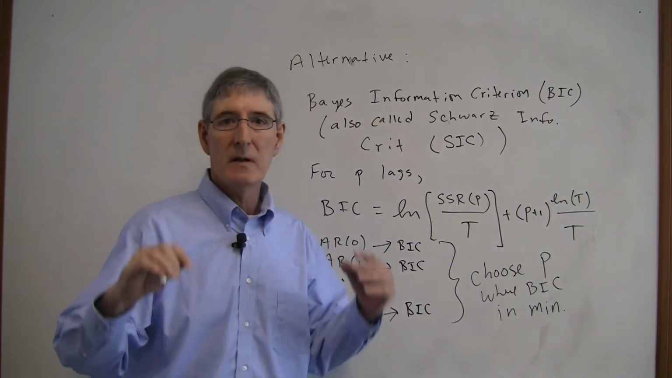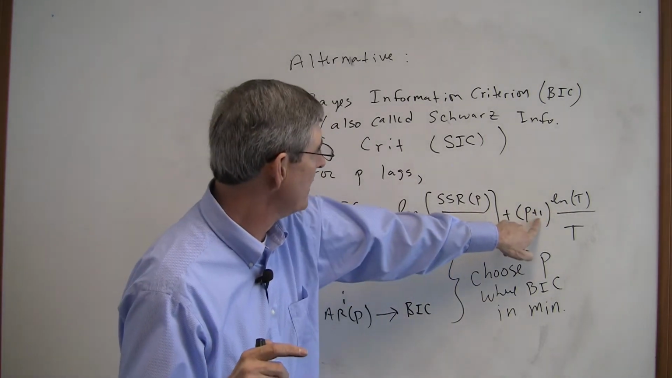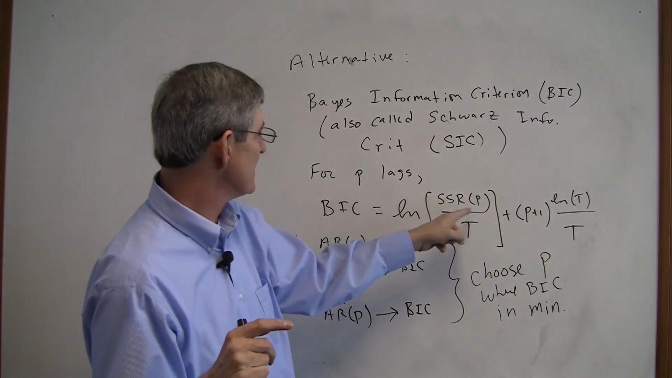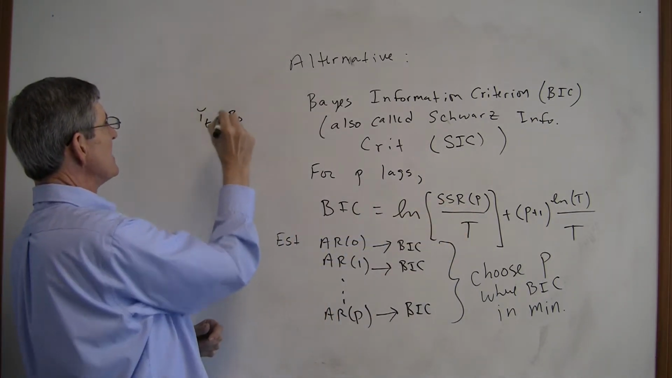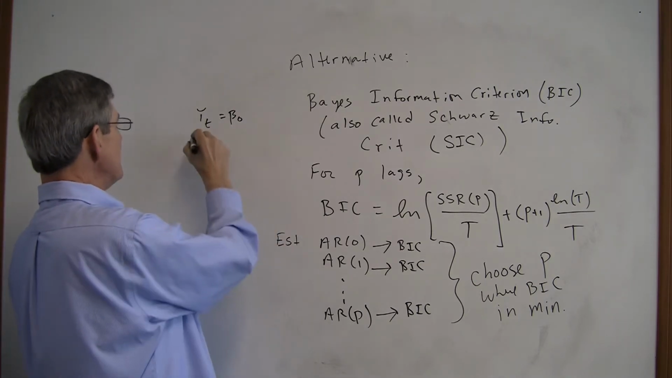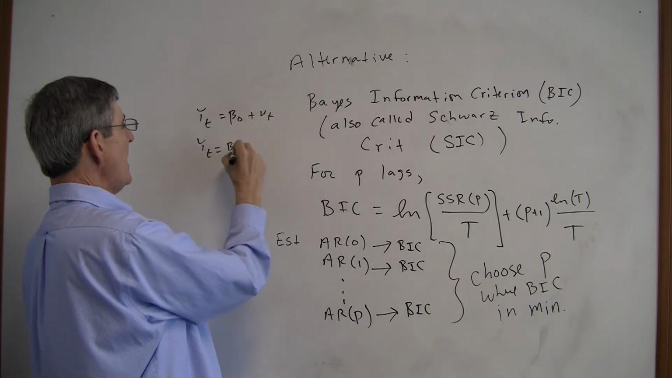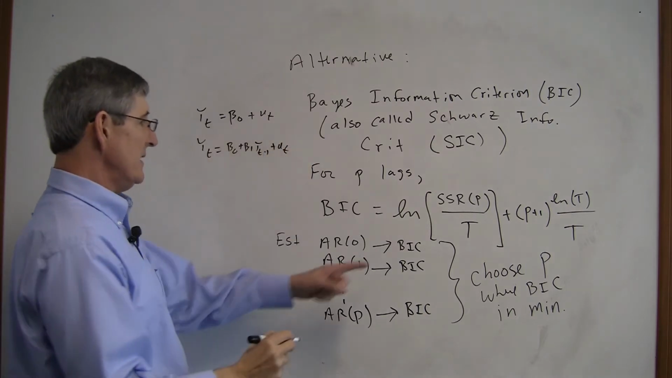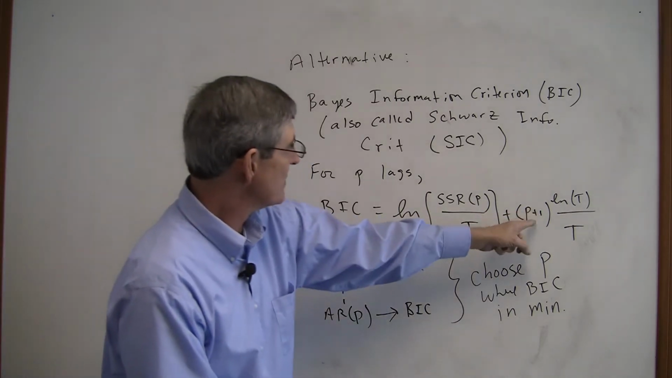So you do an AR(0), use this formula. This would be a 1. T's will be the same. This will be the sum of squared residuals. That would just be y_t equals beta 0. You'd estimate that model. It just gives you the mean of y_t. Then you'd estimate y_t equals beta naught plus beta 1 y_{t-1} plus u_t. You get a different sum of squared residuals, a different p. Now p's 1. This will be 2.